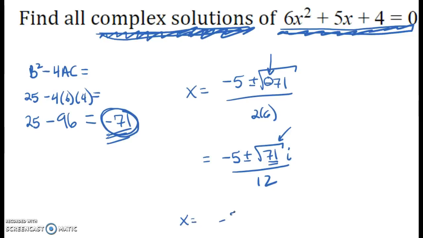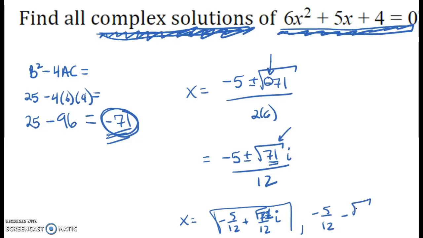One will be negative 5 twelfths plus root 71 over 12, that's not a 71, that's a 71, times i. This is one solution. And the other solution is negative 5 over 12 minus root 71 over 12 i. That's our second solution. And this is how Alex is going to want you to enter those solutions.